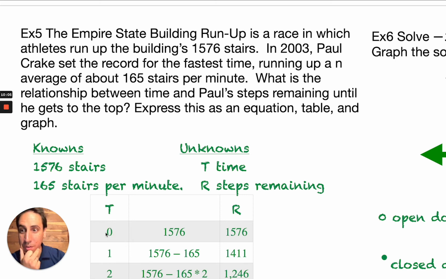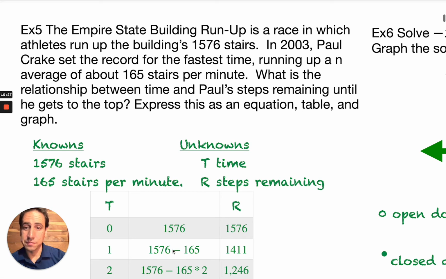And just to think about it a little bit, if 0 time has elapsed at the very beginning of the race, he still has 1576 stairs to go. But after 1 minute, at this average rate, he should have gone 165 stairs. So we can subtract that out and get how many steps are remaining now. After 1 minute, he still has 1411 steps to go. After 2 minutes, that's 165 times 2, and then you subtract from the original, and that's how much he has left.